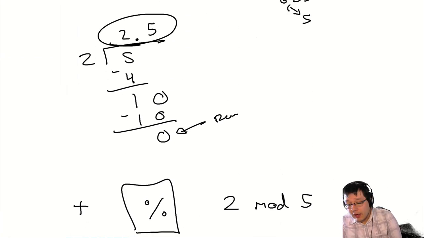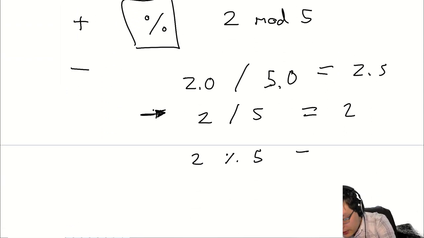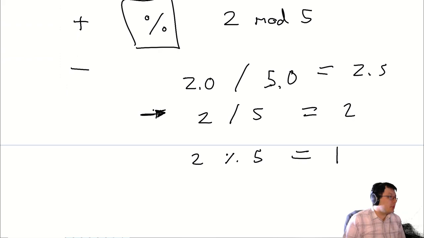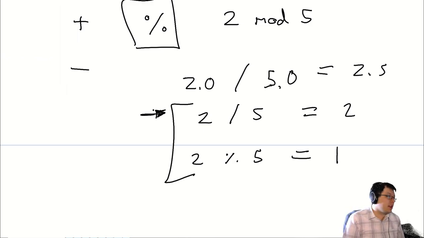So go ahead and do this division and then find that value. And of course, this would be 1. Okay? That's how modulus works. So if you're trying to do division with remainders, you can use integer division plus modulus and get your value.